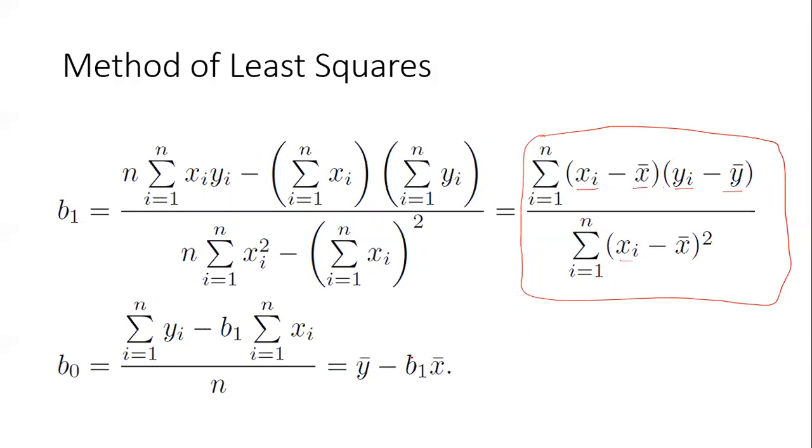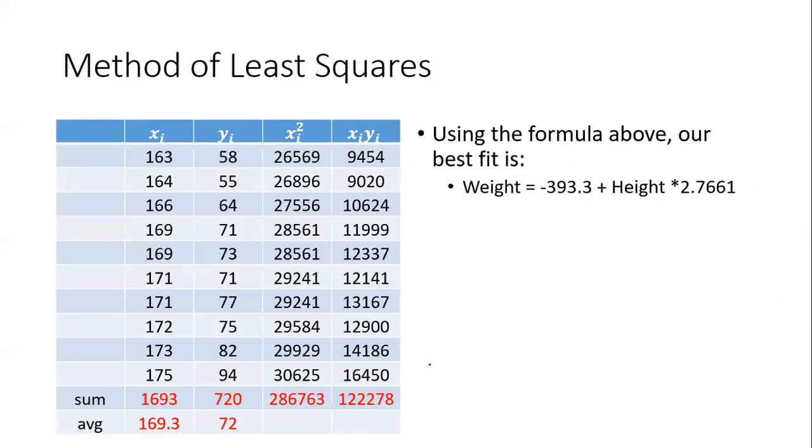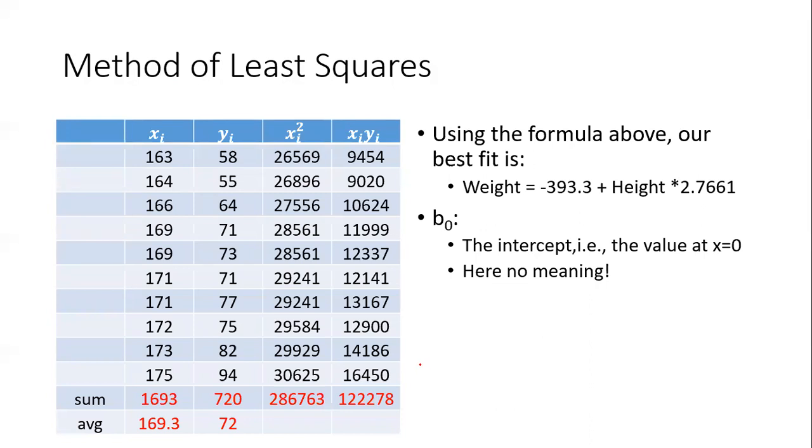How about b0? After you find b1, what you do is you just write the average of y minus b1 times x bar. And this is how we get b0. Okay. So for our example, if you just try to find b0 and b1, it turns out that, well, the best fit is this. So this is my b0, this is my b1. Okay.